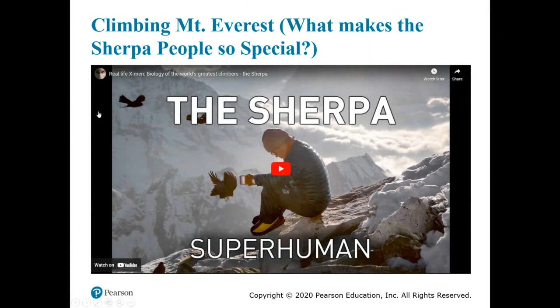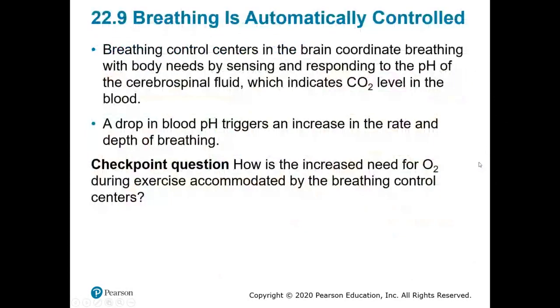Right, so that just gives you an idea of some of the different physiology that Sherpa have versus people that live at lower altitudes. It makes them more acclimated to that environment. Now, breathing is automatically controlled.